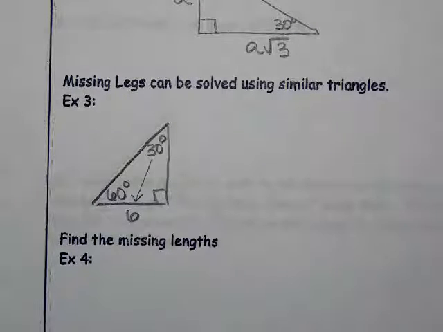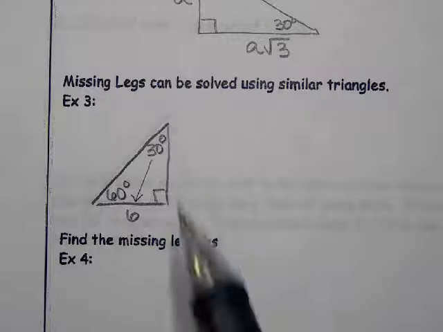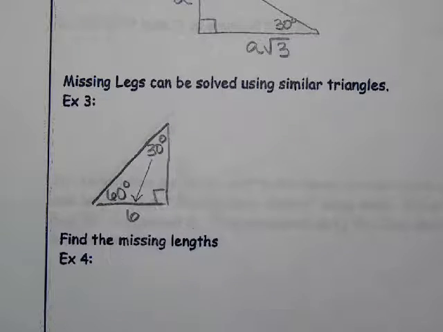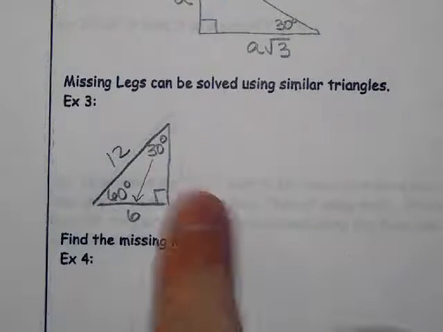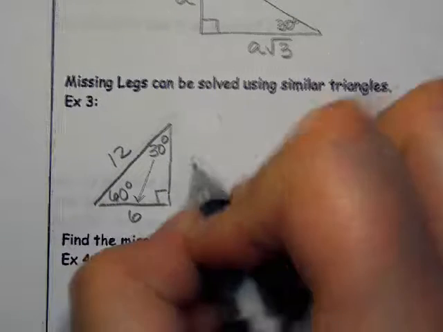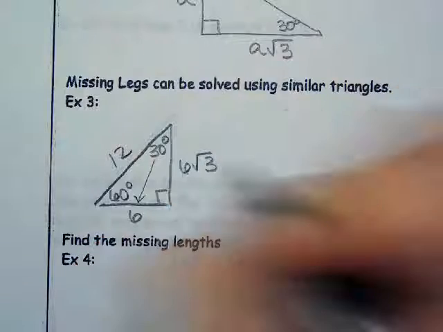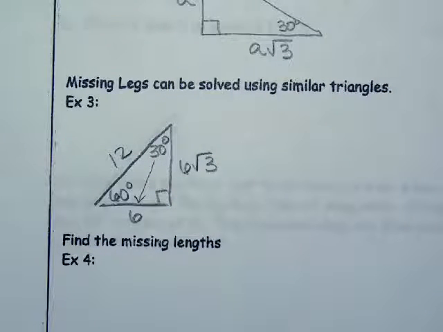So let's figure out what the other two sides are based on that, okay? So what should this side be? 12, okay, 12. So we just do 2 times that. And then what should this side be? 6 root 3. You guys see how that works? Okay.